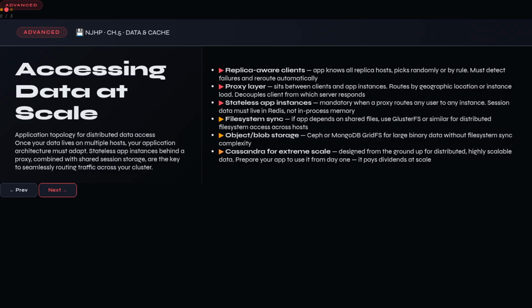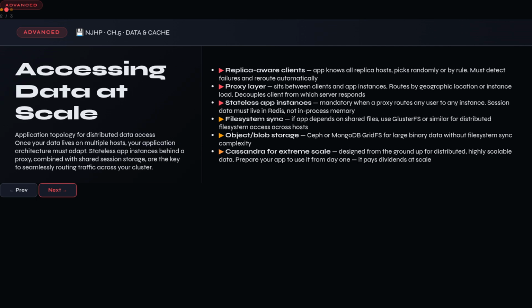However, your application or database module must also be able to detect failures and reroute requests away from a failed host automatically. A more sophisticated topology introduces a proxy layer between your clients and your application instances. In the book's diagram, you have two replicated database instances, two application instances each connected to both databases, and a proxy layer beneath that routes incoming user traffic to the appropriate application instance. This enables two important capabilities. The proxy can route users based on geographic location for lower latency, and it can distribute load based on which application instance is currently under less pressure.